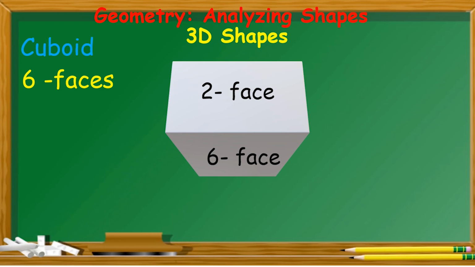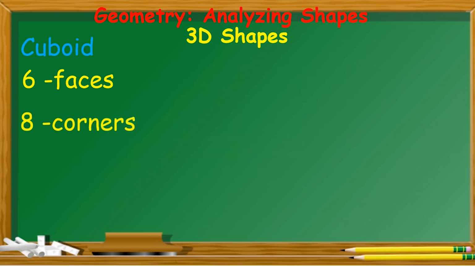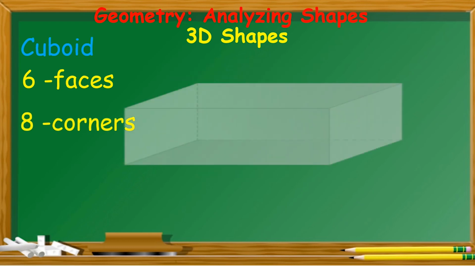Next, how many corners? It has 8 corners. So this one, 1, 2, 3, 4, 5, 6, 7, 8. So it has 8 corners.